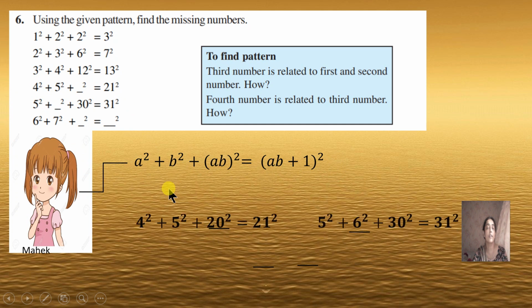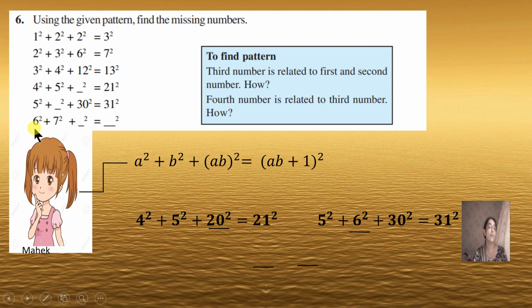So let's see if she comes. Yes. Now here, what is 5 into 6? So 5 squared plus 6 squared plus 30 squared is equal to 31 squared. Now here there is 6 squared plus 7 squared. Product of 6 and 7 will be what? 42. So 42 squared. One more, so 43 squared.